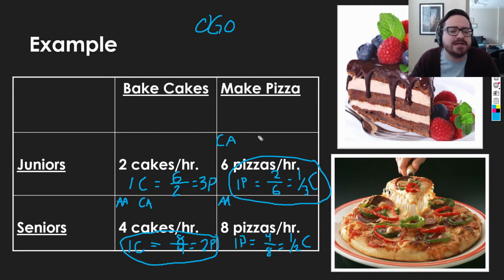Not everything. But the juniors are, and this is mostly because they are not very good at baking cakes, it's not very costly for them to make pizzas instead. They have a lower opportunity cost in baking pizzas because a third of a cake is less than a half of a cake. They're giving up less every time they make a pizza than the seniors are.